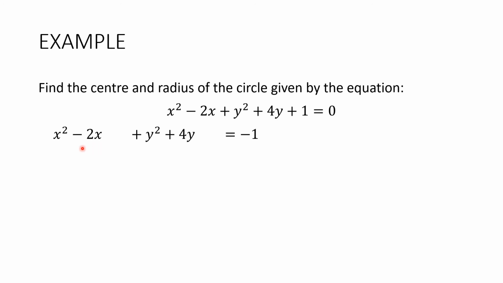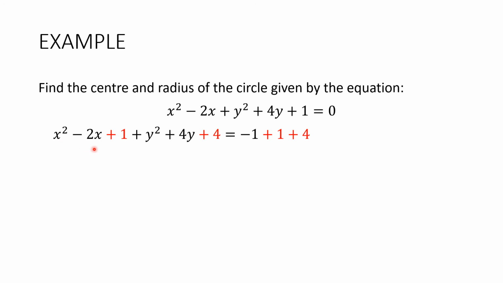Coefficient of x is -2, but I don't need to worry about the negative. Half of 2 is 1, 1 squared is 1. Coefficient of y is 4. Half of 4 is 2, 2 squared is 4. Balance it up. Okay, let's rewrite it.